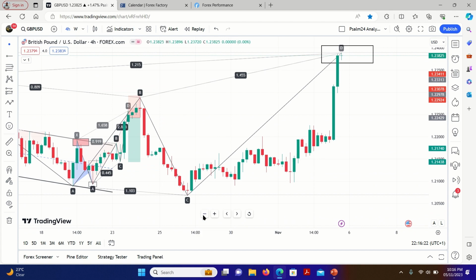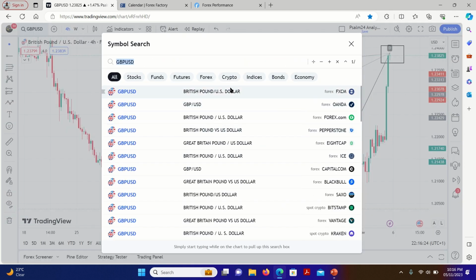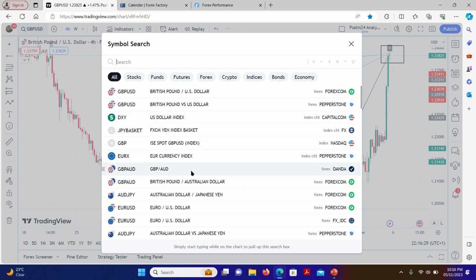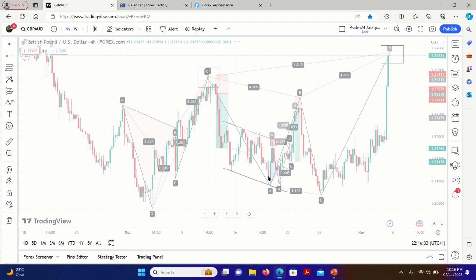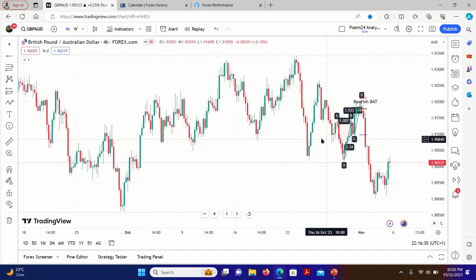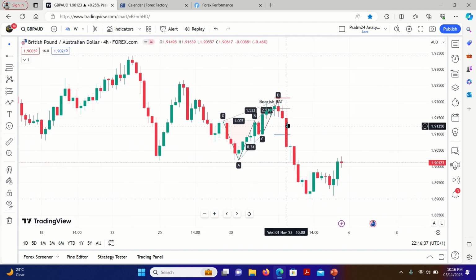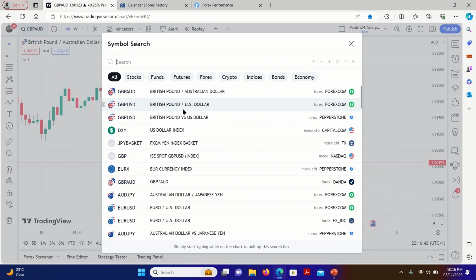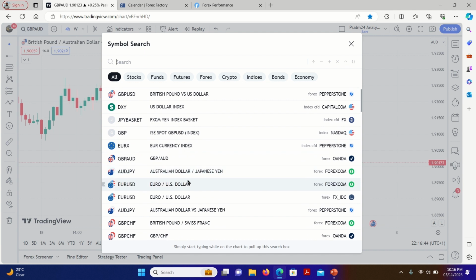Then the other pair is GBPAUD. GBPAUD. Okay, we caught this move. All right, I would still go over. I would do a short inventory of our.